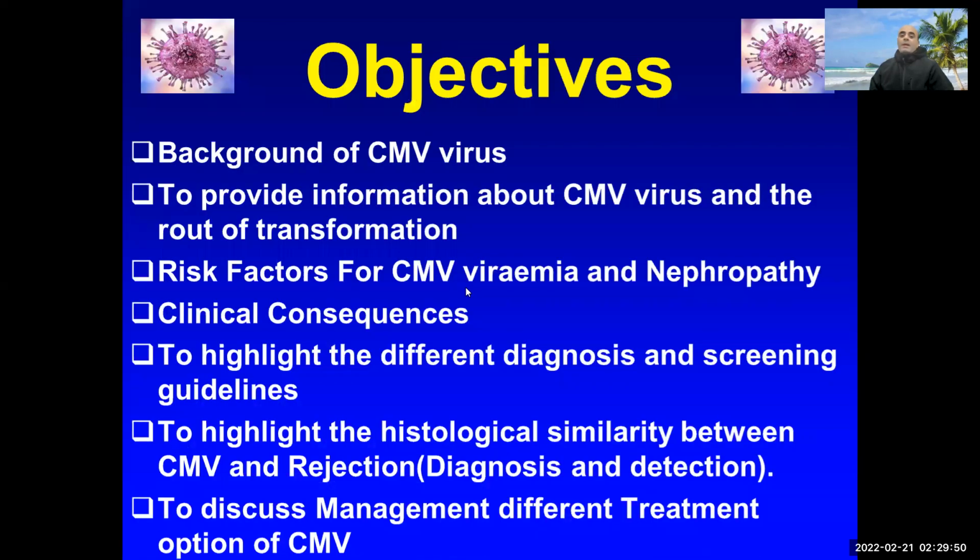Our objective today is background. Just to give a hint of background of CMV virus, to provide some information about CMV virus and the route of transmission, risk factors for CMV viremia and nephropathy, and the clinical consequences of CMV infection, and to highlight the differential diagnosis and the screening guidelines, to highlight the histological similarity between CMV and rejection, and the differentiation between CMV and rejection in kidney transplant, and to discuss the management and different treatment options for CMV.